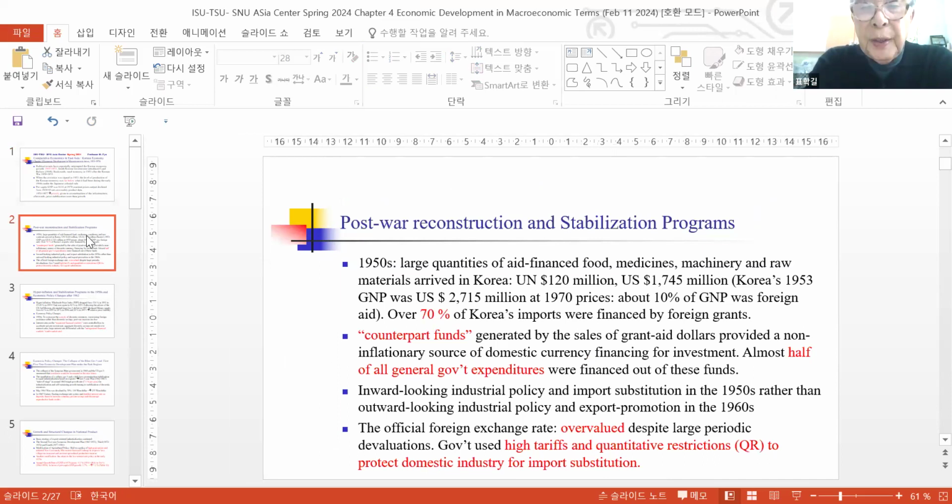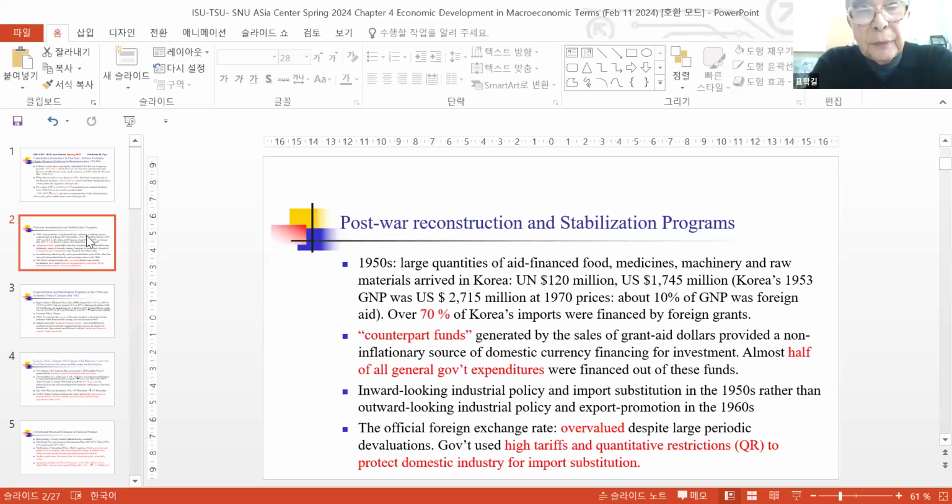Large quantities of aid-financed food, medicines, machinery, and raw materials arrived in Korea from the United Nations, dominantly from the US. Korea's 1953 GNP was US $2,715 million at 1970 prices. Therefore, about 10% of Korea's GNP was accounted for by foreign aid. So foreign aid helped Korea's GNP by about 10%.